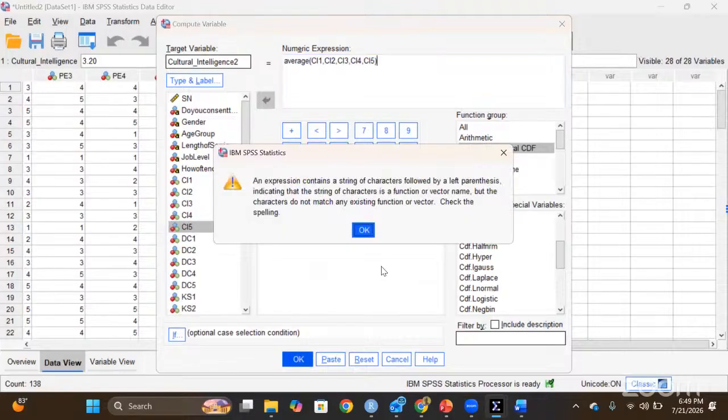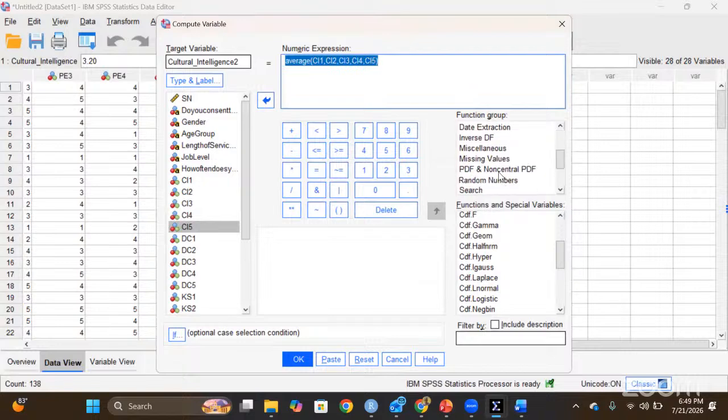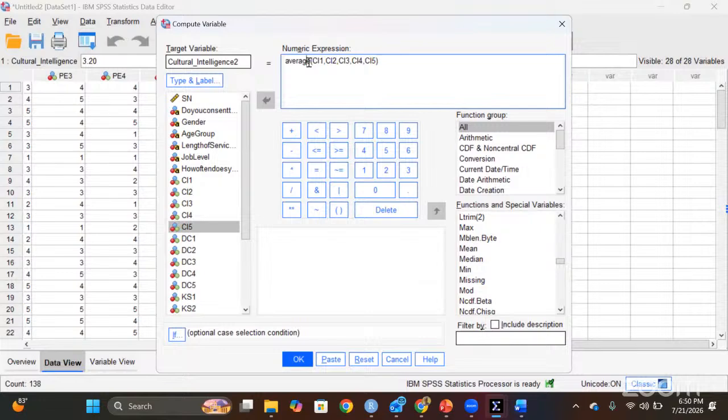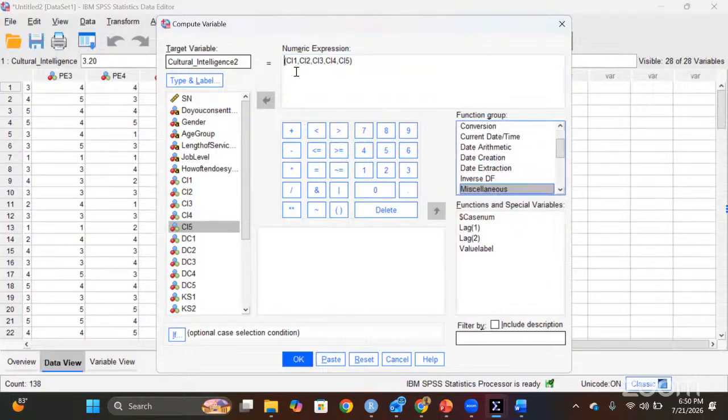ABG is not there. Mean, details, marks. Oh, yeah, it should be mean. Okay, MEAN. Although you can type it, MEAN.